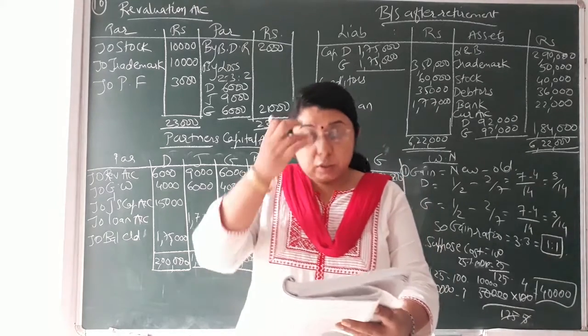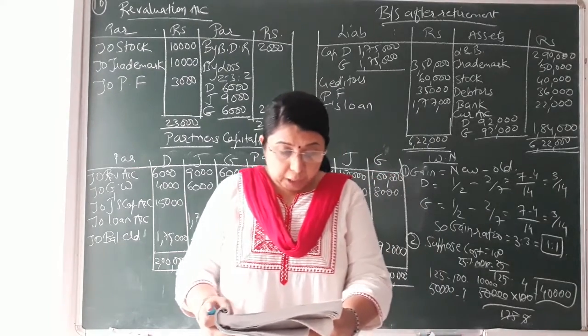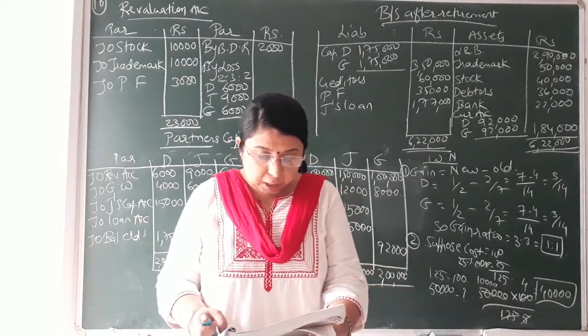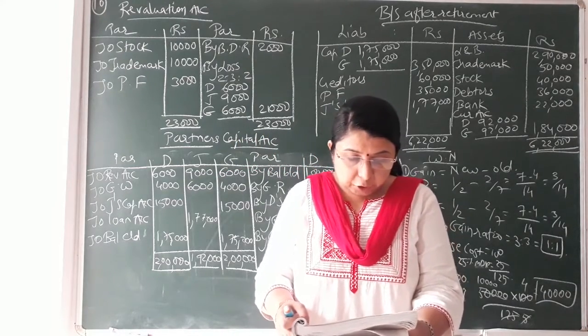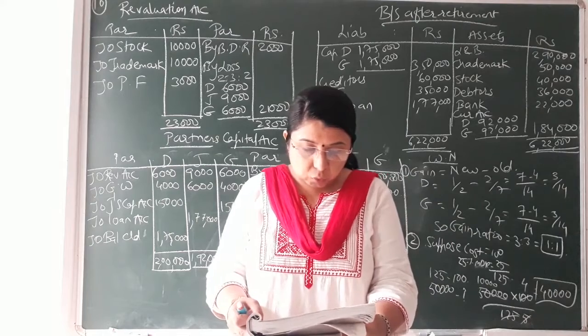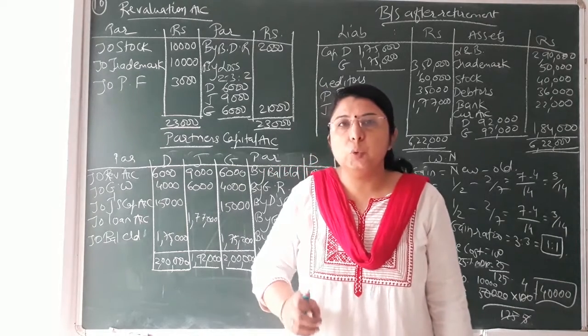Let us read the question, that is question number 10, page number 268 of your textbook. Deep, Jyoti and Geeta are partners sharing profit and loss in the ratio of their capital. Balance sheet of their firm as on 31st March 2017 was as under. It means there are three partners, Deep, Jyoti and Geeta.